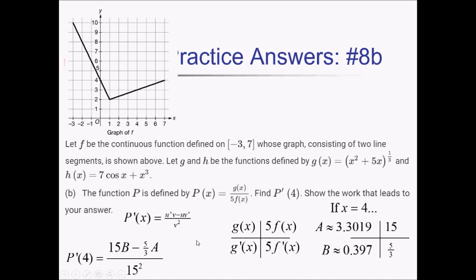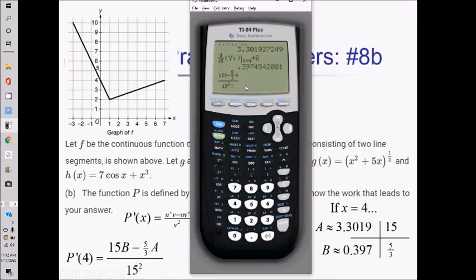So here I am back on the calculator. I've got 15b minus 5/3 a, and I used fancy fraction a few times to get these nice little fraction formattings here, so I didn't have to worry about parentheses. I've got 15 squared in the denominator. Let's press enter and hope for the best. That comes out to about 0.002.